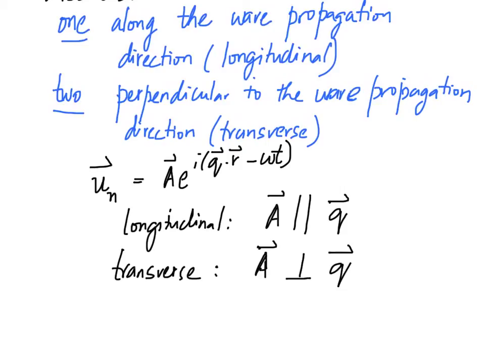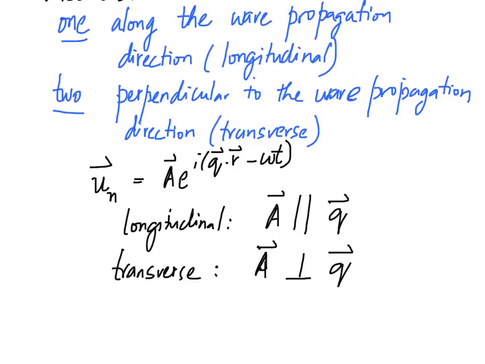So there it is, the u vector equals the a vector times e to the i (q dot r minus omega t). And for longitudinal waves, the amplitude a vector is parallel to the q vector. The unit vector a really gives you the direction of oscillation of your atoms, and the direction corresponding to the q vector gives you the wave propagation direction, which is actually why it's called the wave vector. On the other hand, for transverse waves, the a vector is perpendicular to the q vector.